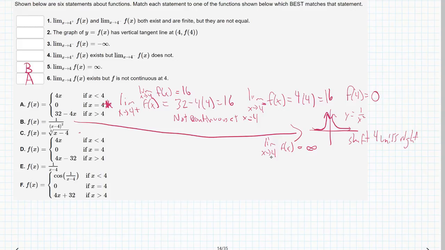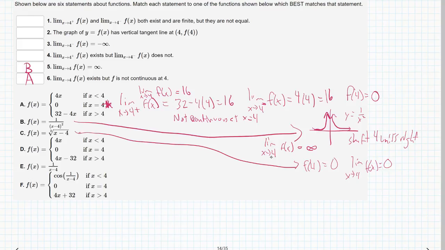Okay, so this function is continuous, so we have f of 4 will be the limit as well. So you plug that in, you get f of 4 equals 0, and that equals the limit as x approaches 4 of f of x, and so that should be equal to 0 as well. Now, limit as x approaches 4 from the right and 4 from the left both exist and are finite, but they are not equal. That's not correct.